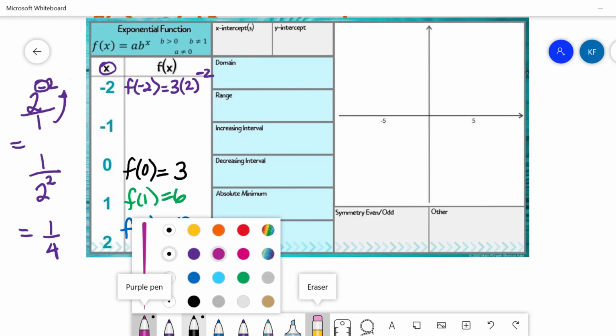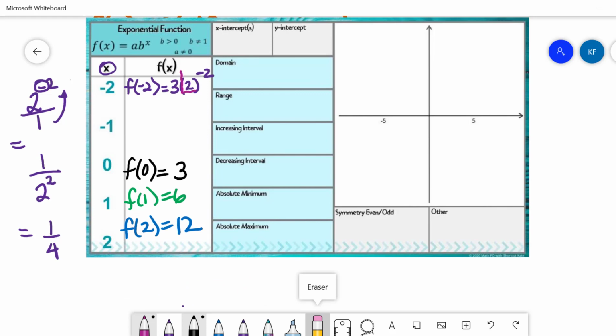I'm going to color code it so you understand where it's coming from. So this ends up being 3 times 1/4. That's 3/4, which I'll put as a decimal there. It's 0.75. So it is a small value. Keep that in mind. Okay, I'll clean that up for you.